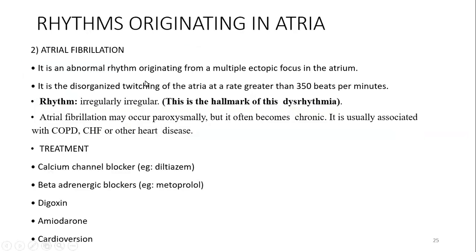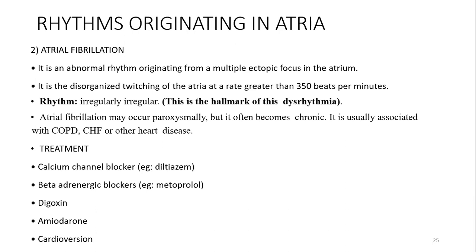The next we'll be talking about is atrial fibrillation. It is an abnormal rhythm that originates from multiple ectopic foci in the atrium. Remember, in atrial flutter, it was a single ectopic focus. In fibrillation, there are different areas of the atria that have begun to do the work of the SA node. So they are now firing electrical impulses on their own. And so there's a disorganization of the normal conducting pathway. There's a disorganized quivering of the atria. Usually the rate is greater than 300 beats per minute. The rhythm is irregularly irregular. This is the hallmark of the dysrhythmia.